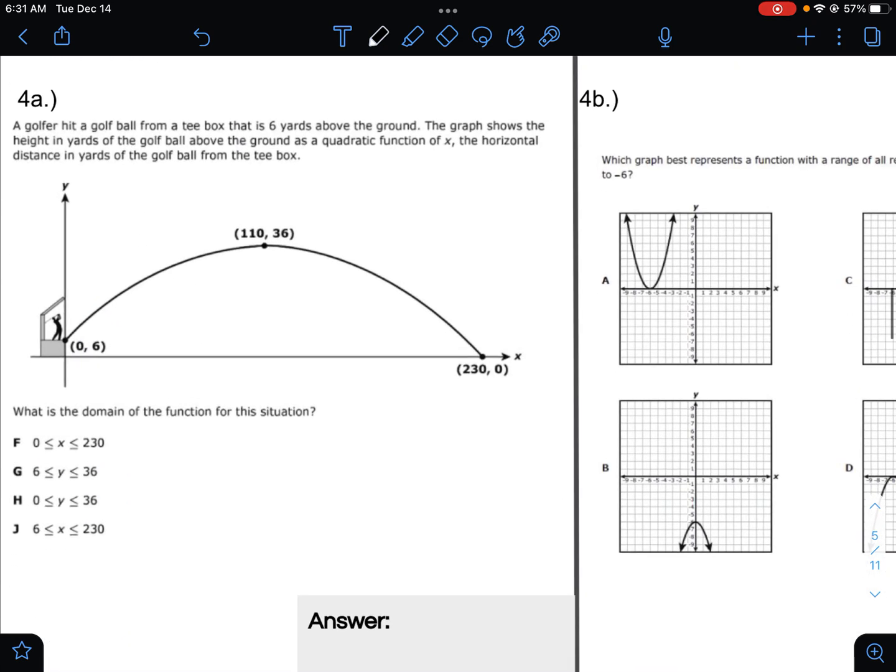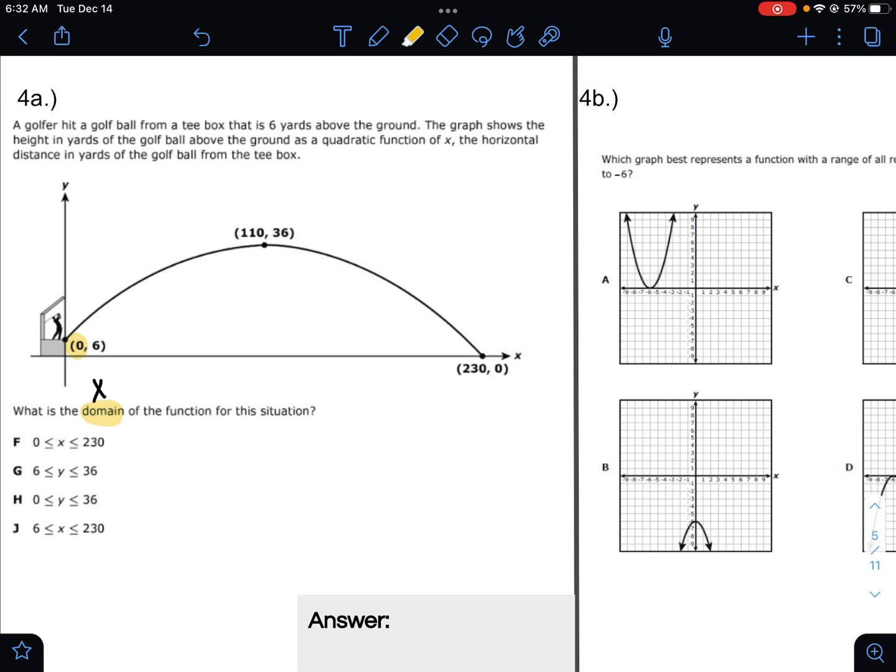Okay, next one, still more domain and range. So a golfer hit a golf ball from a tee box that is 6 yards above ground. The graph shows the height in yards of the golf ball above the ground as a quadratic function of x, the horizontal distance in yards of the golf ball from the tee box. So we want to see what is the domain. Again, domain is our x values.